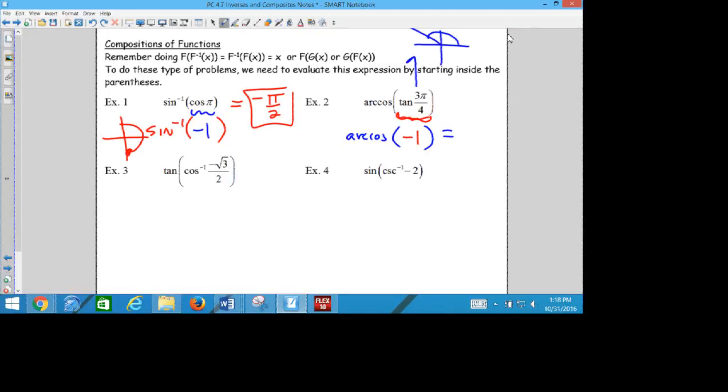That's going to give me a pi over 4 reference angle, so 45 degrees. Tangent of 45 is 1, but in the second quadrant it's negative 1. So where is cosine negative 1? Pi. Okay.